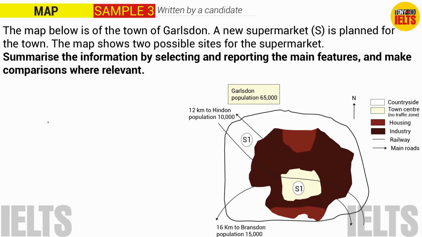The map below is of the town of Garlston. A new supermarket, S, is planned for the town. The map shows two possible sites for the supermarket. Summarize the information by selecting and reporting the main features, and make comparisons where relevant.